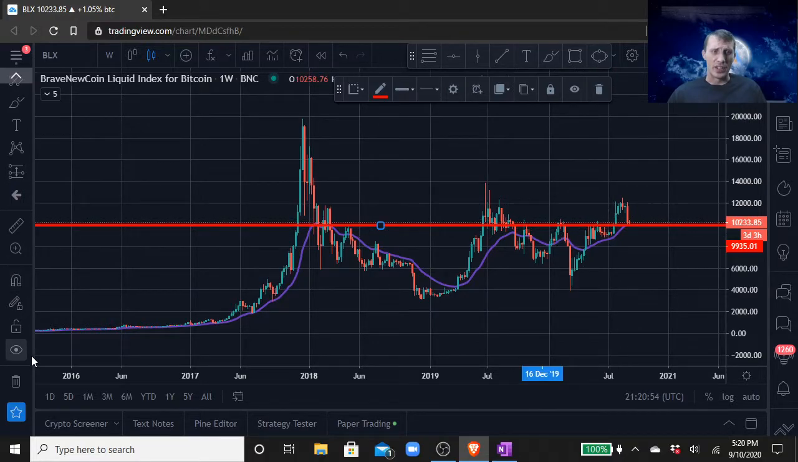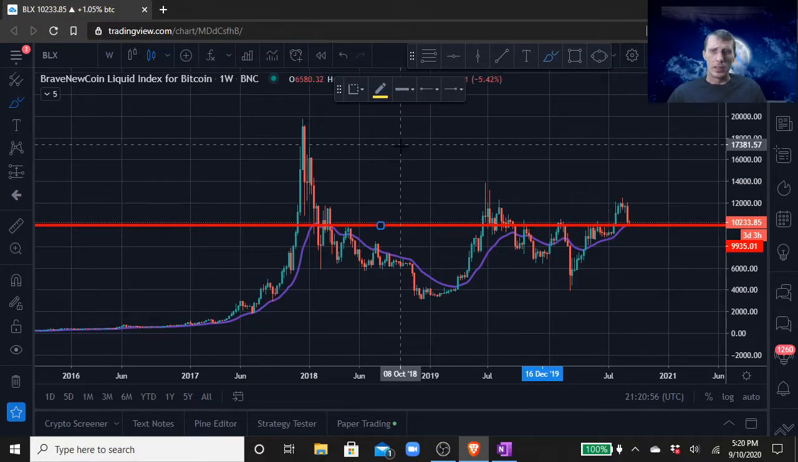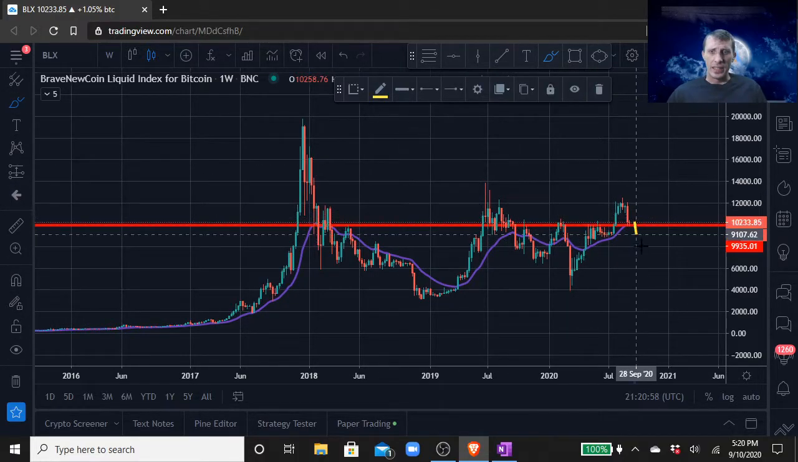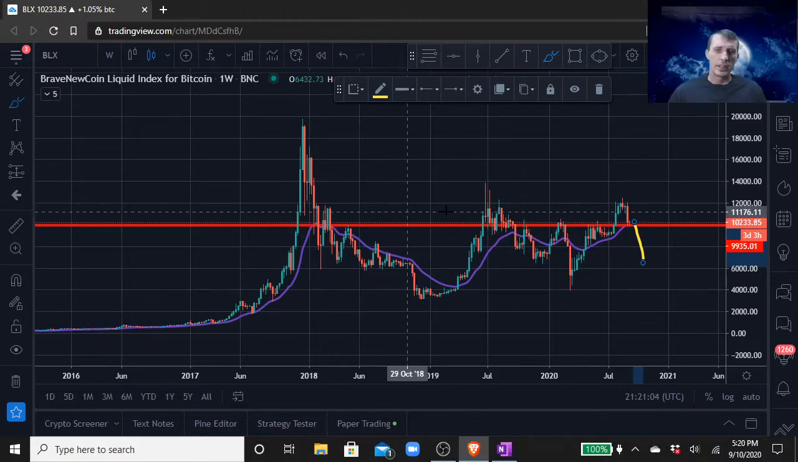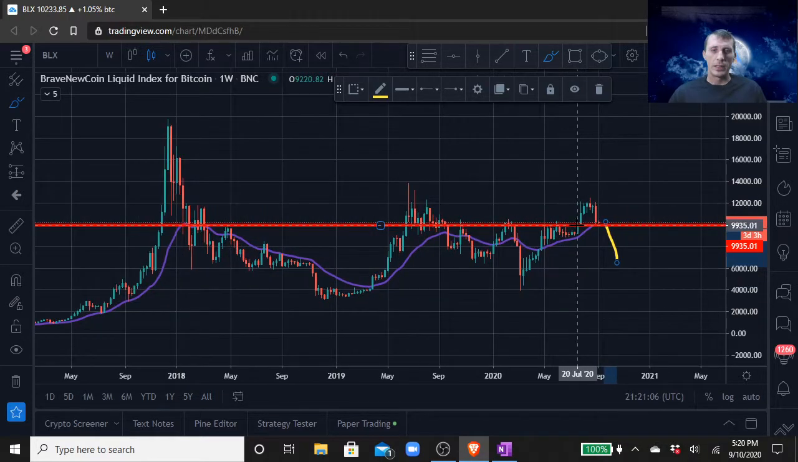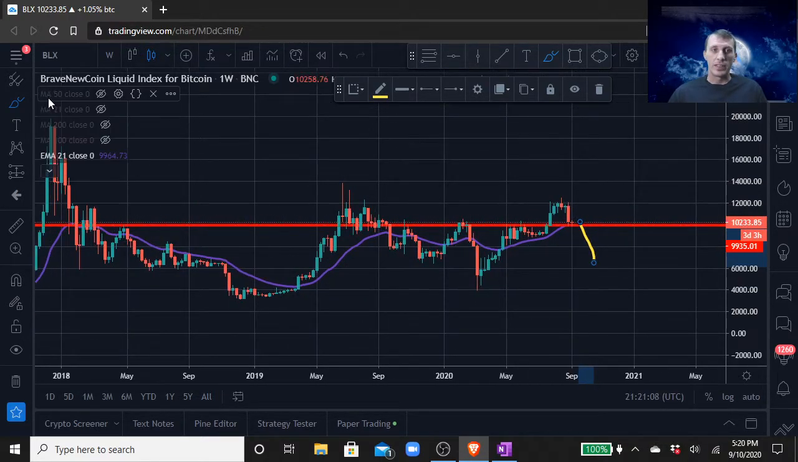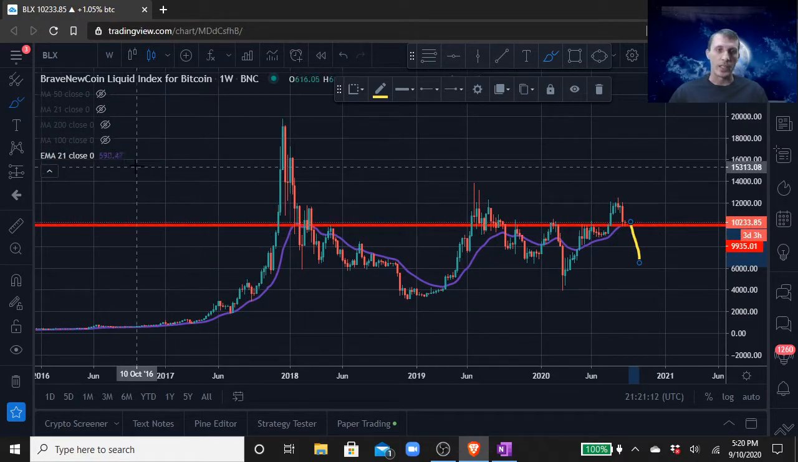For this M pattern to complete itself, we would need to see a drop back down to at least the $6,500 area, $6,400 area. So it's there, just something to be aware of. But that is a strategy you guys can use on the weekly.